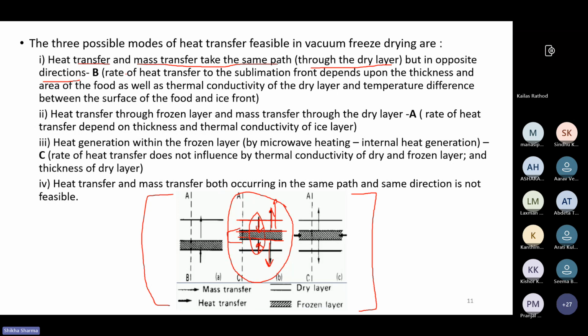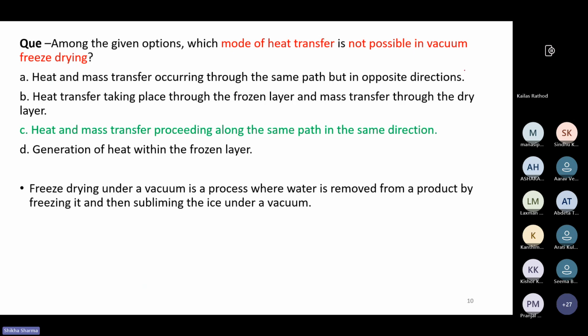And if we talk about the rate of heat transfer in this process, the rate of heat transfer to the sublimation front depends on the thickness and the area of the food, as well as the thermal conductivity of the dry layer and the temperature difference between the surface of the food and the ice front. So option A is correct.